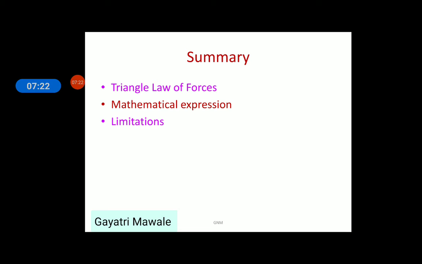In today's lecture we have seen what is statement of triangle law of forces. Then we have seen mathematical expression for triangle law of forces, that is sine rule, and we have discussed about limitations or conditions to apply triangle law of forces.